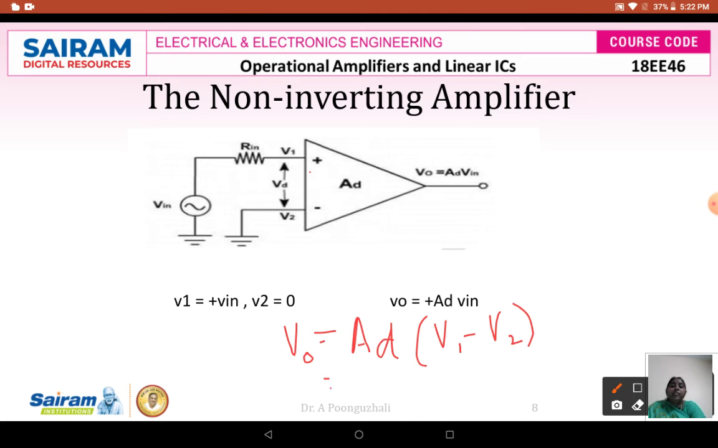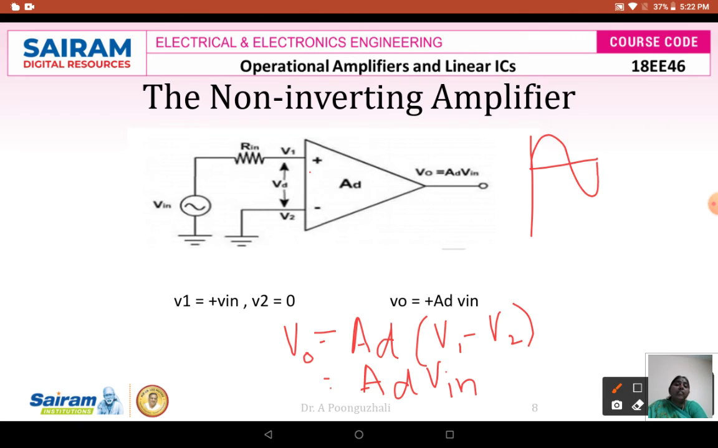So what is V1? V1 is nothing but your V in, because your Rn is going to be a negligible factor, because the input resistance of your operational amplifier is going to be very high. So I can write AD into V in. Anyway, V2 is going to be 0. So you can see here in this case, your output is nothing but your input voltage multiplied by the gain of your operational amplifier. Here in this case you have a plus sign. That means my output will not be inverted. So the name itself tells.